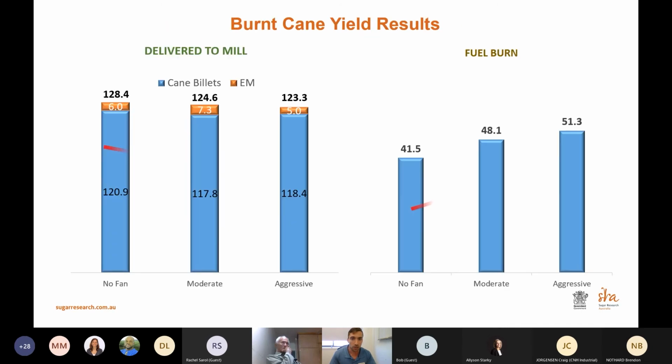What is really exciting to show, and I guess it is basic also to highlight, but because of that reduction in fan speed, we've gone from the no fan treatment, 120.9 tons of clean cane to the aggressive 118.4, 128.4 total material versus 123.3. It also shows that not running that fan so high also delivered a reduction in fuel burn by 9.8 litres per hour.